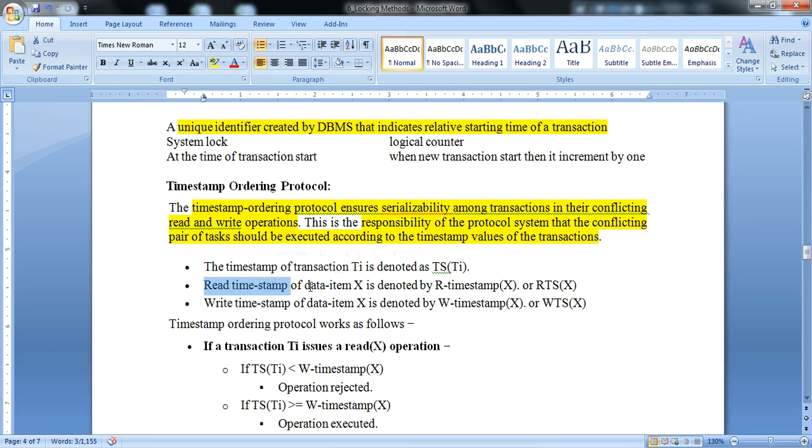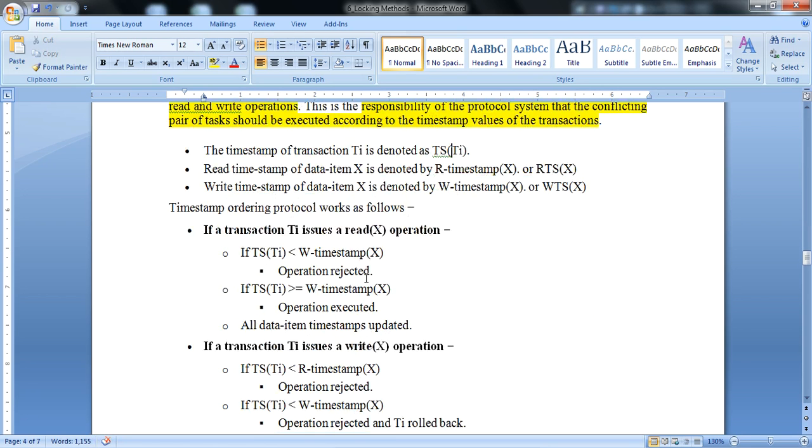Now the read timestamp of a data item X is denoted R-timestamp(X), the last read time of data item X, or we can say RTS, read timestamp of X. The same applies to the write timestamp of X, so both data items have read and write timestamps. One holds when the data item was last read, and the other when it was last updated.